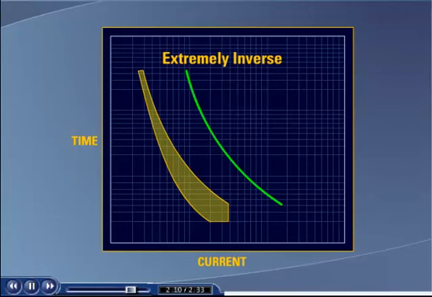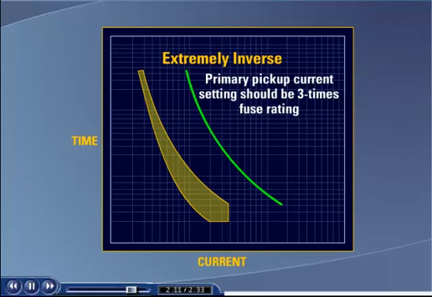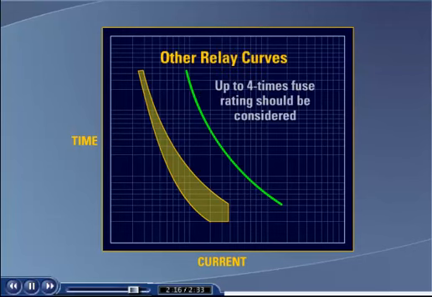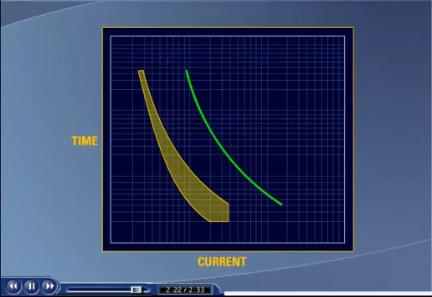For extremely inverse relay curves, the primary pickup current setting should be 3 times the fuse rating. For other relay curves, up to 4 times the fuse rating should be considered, therefore ensuring that there is no crossover between the relay and the fuse curve. To account for CT saturation and errors, relay overshoot, timing errors, and fuse errors, a minimum discrimination time of 0.4 seconds should be considered.